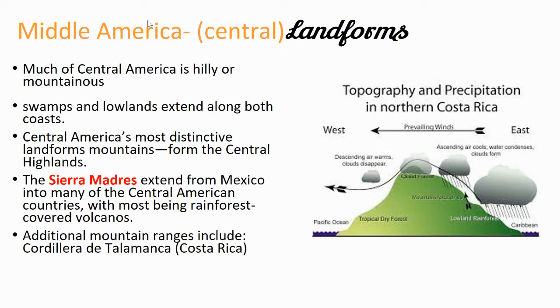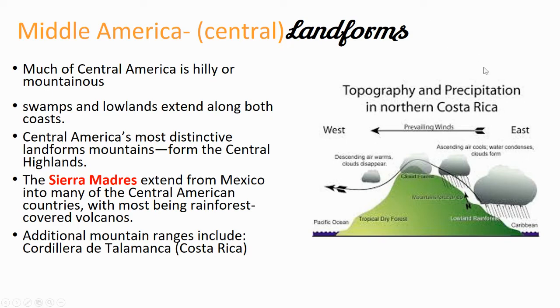Much of Central America is hilly or mountainous. There are swamps and lowlands along the coasts. And then Central America's most distinctive landforms are going to be the mountains that form the Central Highlands. The Sierra Madres are also there, and they extend from Mexico into many of the Central American countries, most of these being rainforest-covered volcanoes. Additional mountain ranges include the Cordillera de Talamanca in Costa Rica.